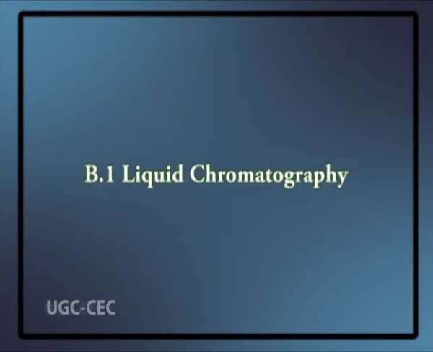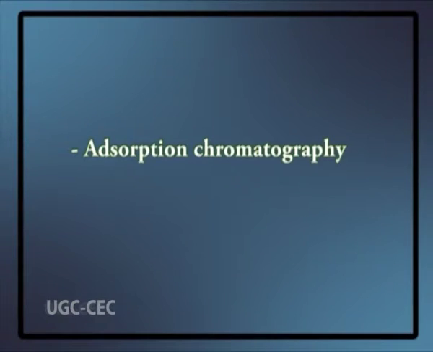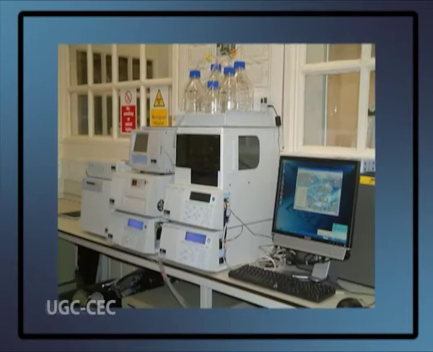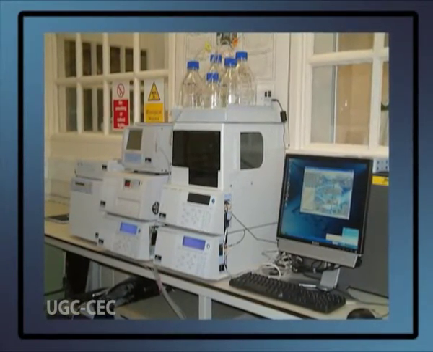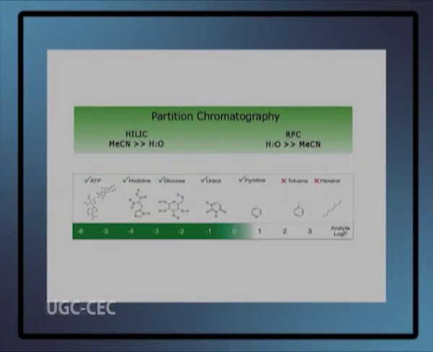B. Separation based on mobile phase. B.1 Liquid Chromatography. In liquid chromatography, the mobile phase is liquid. In case of separation by adsorption, the stationary phase is solid, so it is called liquid-solid chromatography. For example, adsorption chromatography, ion exchange and size exclusion chromatography. If separation occurs through partition, the stationary phase is liquid, so it is called liquid-liquid chromatography. For example, partition chromatography.